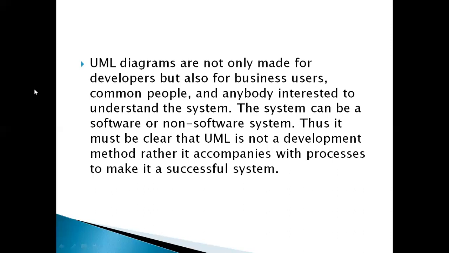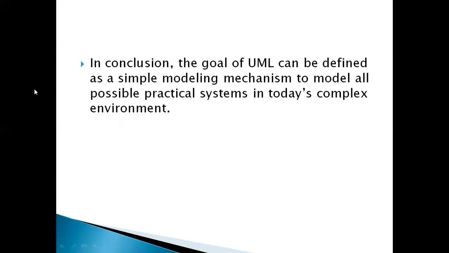Thus, it is clear that UML is not a development method, rather it is accompanied by a process to make it a successful system. In conclusion, the goal of UML can be defined as a simple modeling mechanism to model all the possible practical systems in today's complex environment.